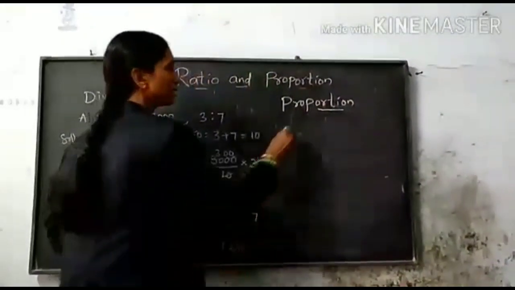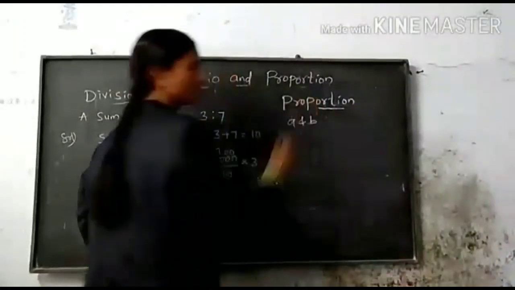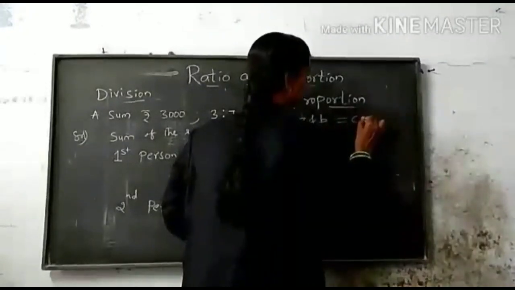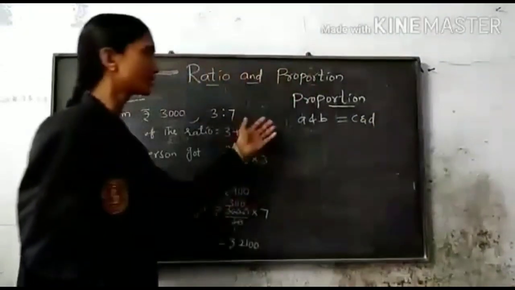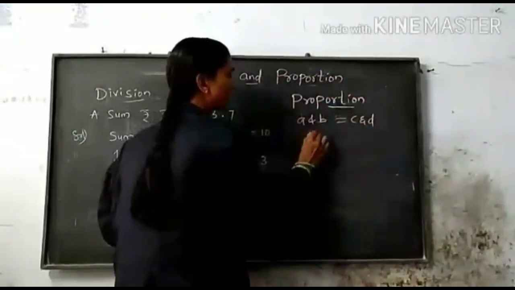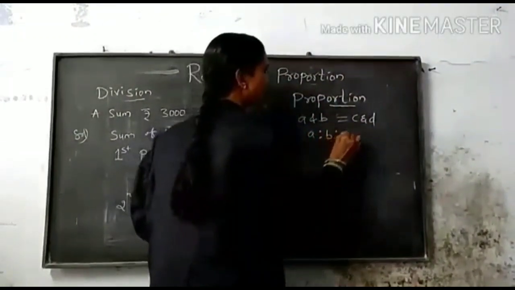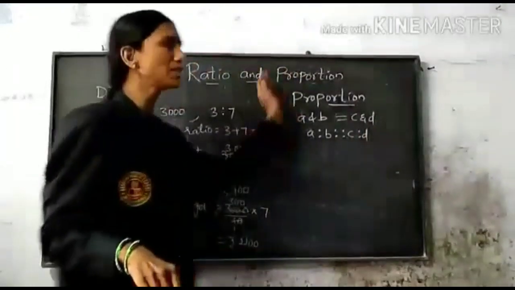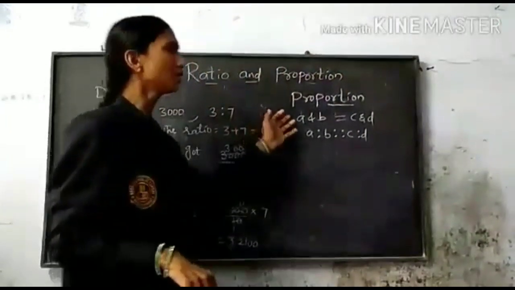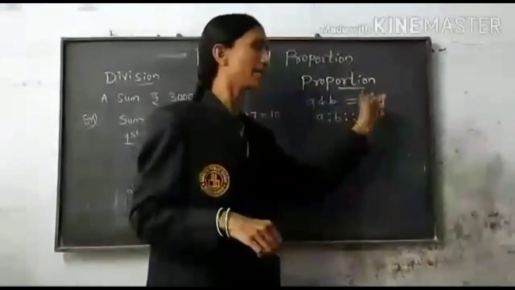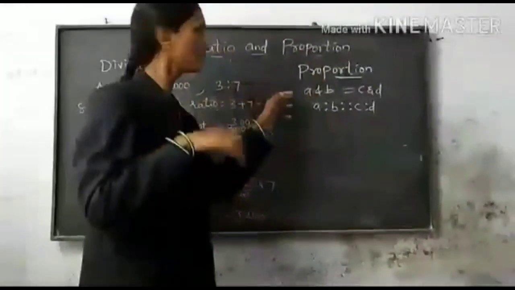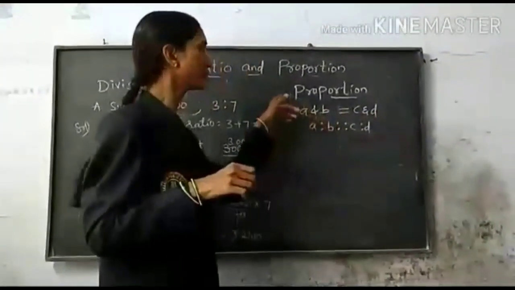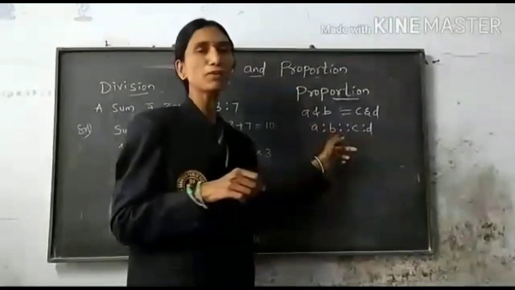In general, if A and B are two quantities equal to C and D, then we say they are in proportion if A is to B as C is to D. Only then do we say that these are in proportion. This is the symbol for proportion.